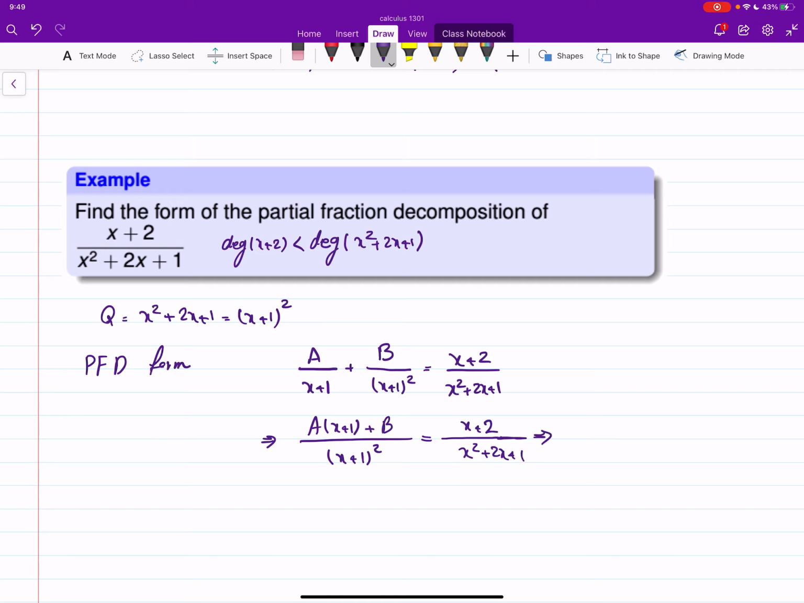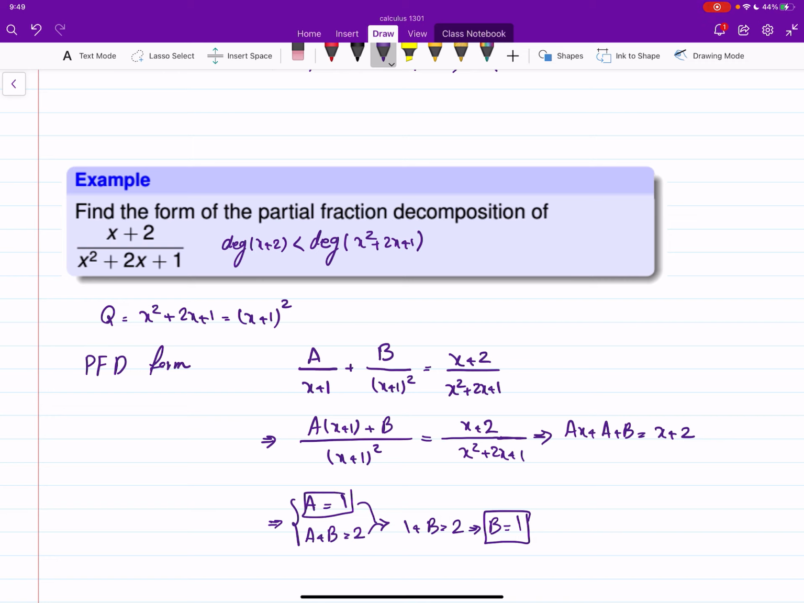From there you see that ax plus a plus b must be equal to x plus 2. And I can conclude from there that the coefficient of x in the left hand side is a, on the right hand side is 1. Coefficient of the constant is a plus b, and the constant is 2 on the right hand side. So combining these two, 1 plus b must be equal to 2, and that means that b is equal to 1. So we found a is 1, b is 1.